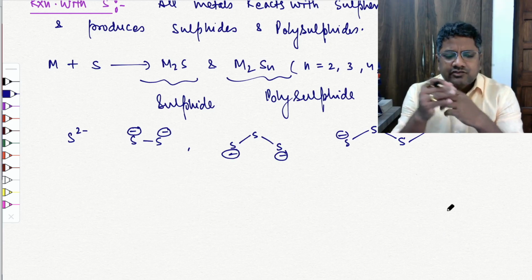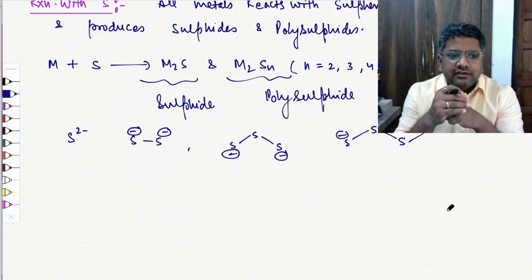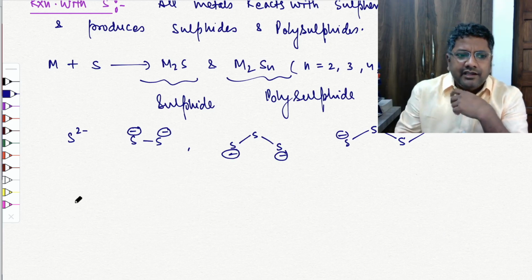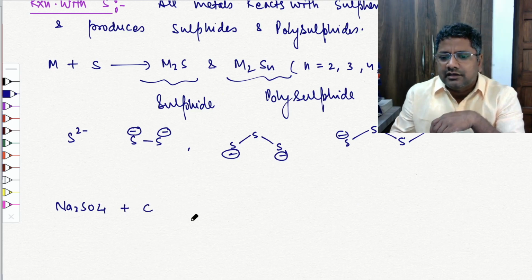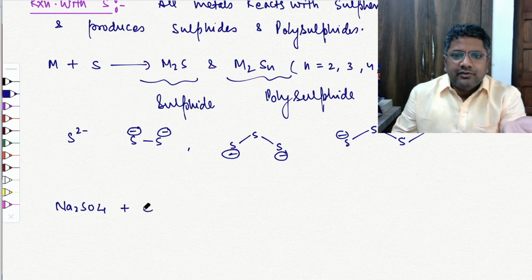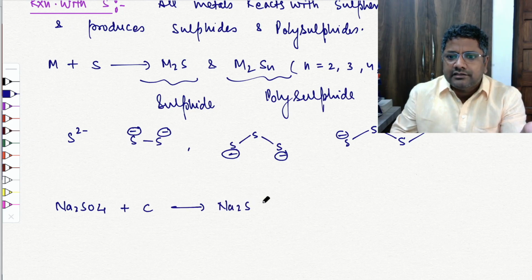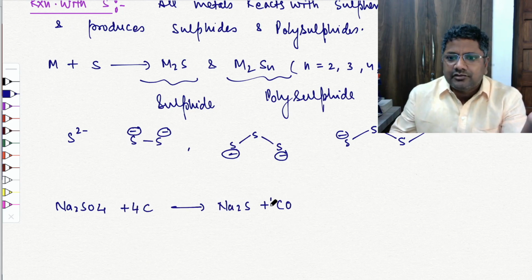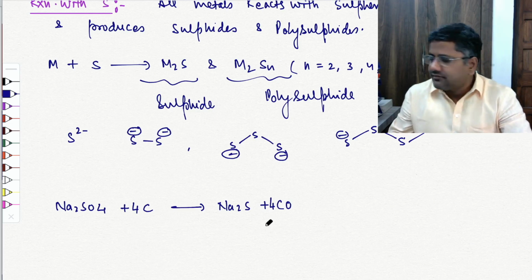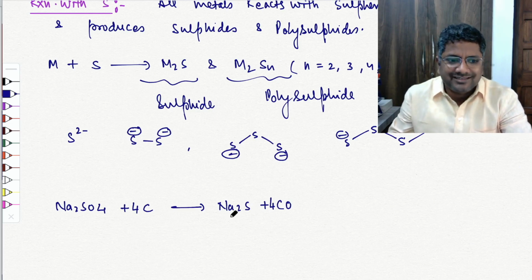Now see, indirect methods are also there. You can prepare these by indirect methods. Suppose you have taken Na2SO4, if you reduce this sodium sulfate with carbon, you will have Na2S plus carbon monoxide, right? So 4C and 4CO. So reduction of sulfate also gives the sulfide.